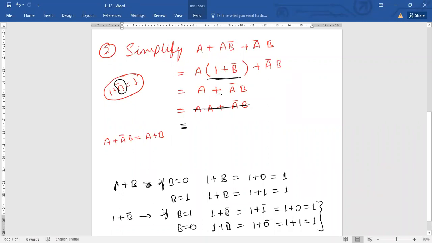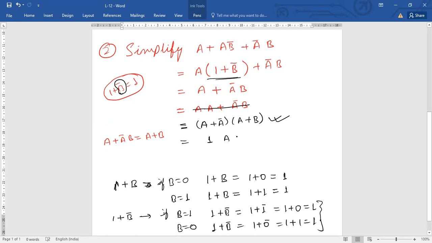Distributive rule. So what can we write here? A plus A bar and A plus B. We can write it in this way. Okay. Now, what is the value of A plus A bar? 1, sir. A plus A bar is 1.